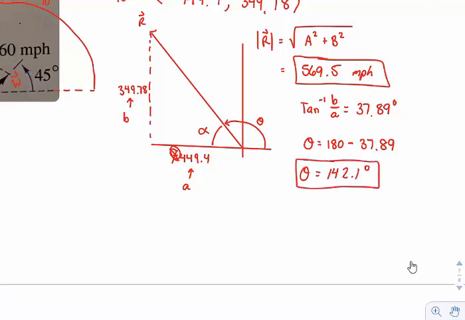If I wanted a heading or a bearing, well, I know that this little piece right here is 90 degrees, so I just need to find out what this little piece is, because my bearing is going to be north however many degrees west. So I'm just going to go 90 minus that 37.89. That means this piece right here is 52.1 degrees. So that's going to be my 52.1 degrees west. And that's how you would find your heading, bearing, heading, whatever you want to call it.